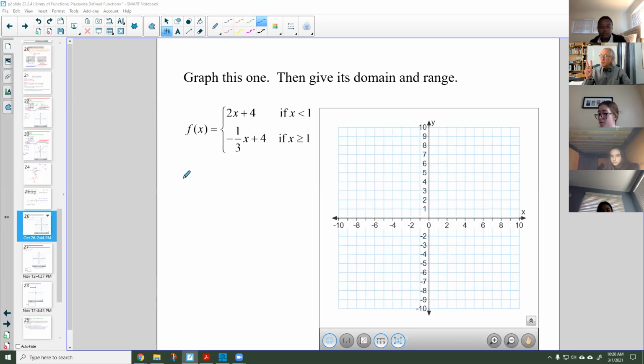Only 2 pieces to this piecewise function: 2x plus 4 and negative 1/3 x plus 4. You should recognize both of those as linear functions. They'll be lines. So I'm going to send you off to do it.